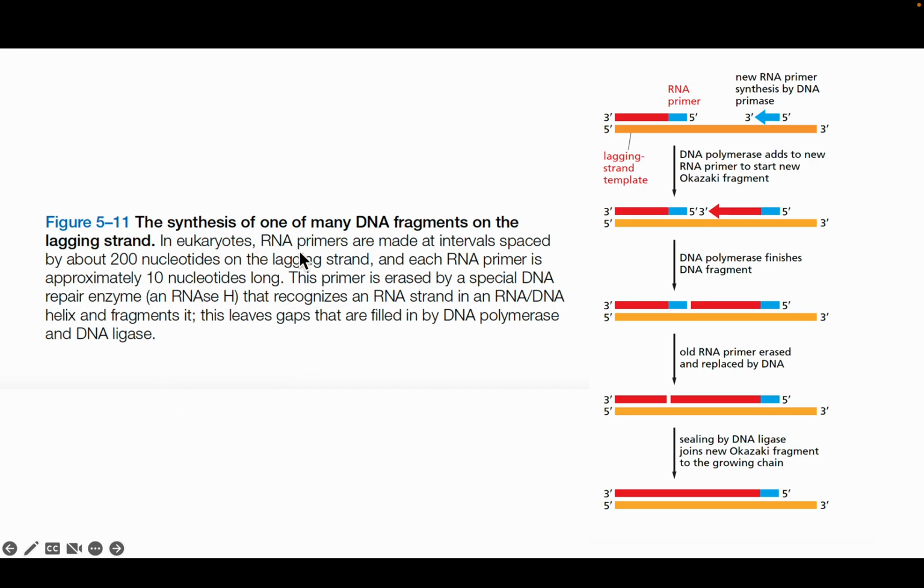In eukaryotes, the RNA primers are made at intervals spaced by about 200 nucleotides on the lagging strand, and each RNA primer is approximately 10 nucleotides long. The primer is erased by a special DNA repair enzyme, RNase H, that recognizes an RNA strand in an RNA-DNA helix and removes the fragments. It leaves gaps that are filled in by DNA polymerase and DNA ligase.